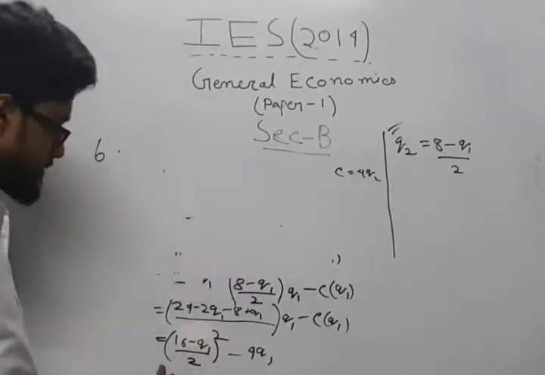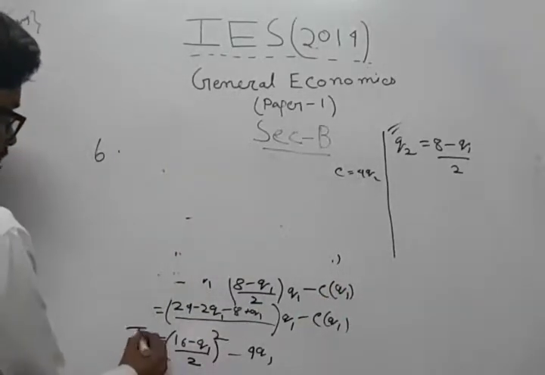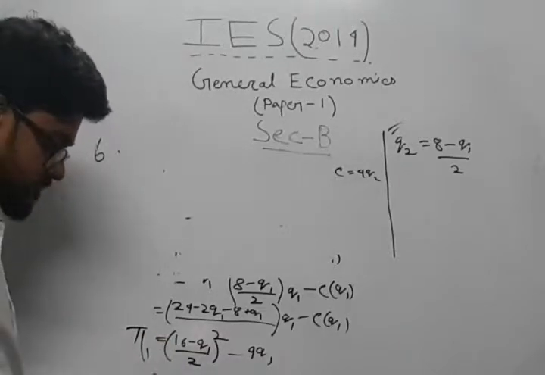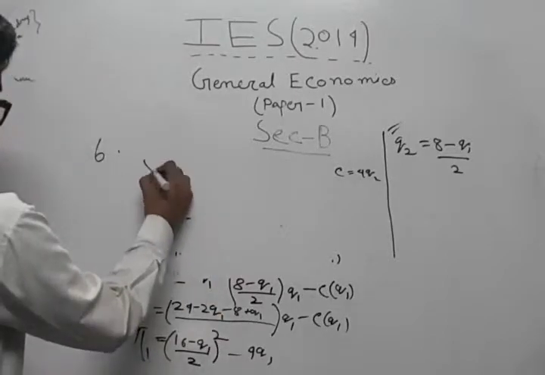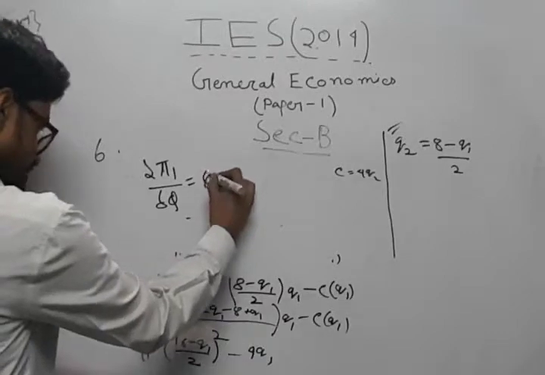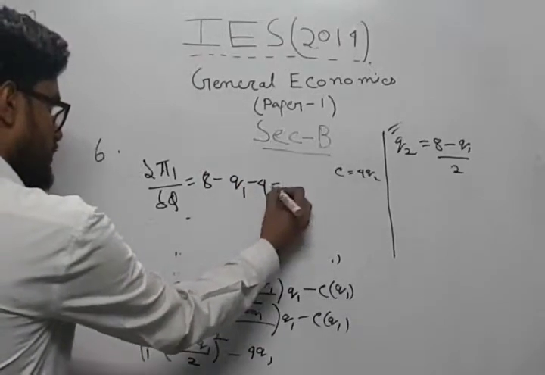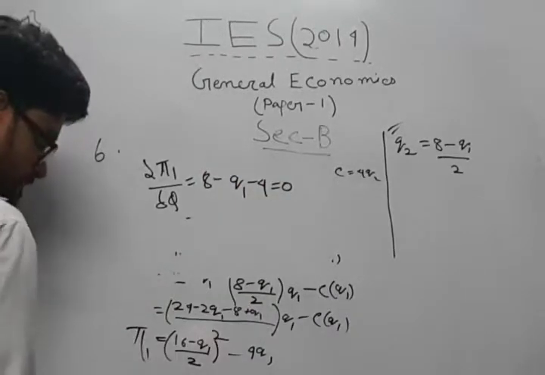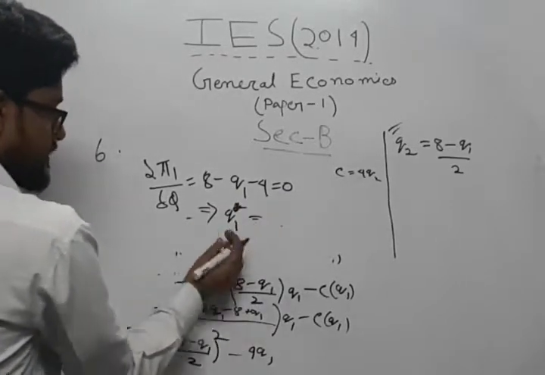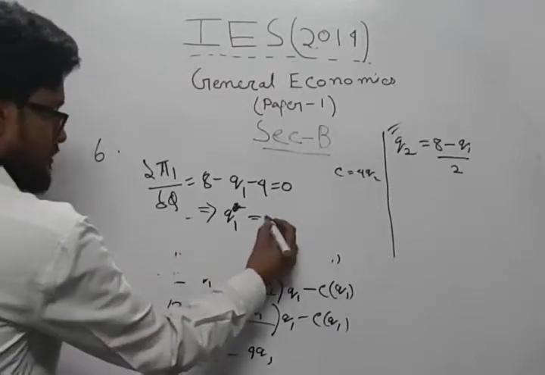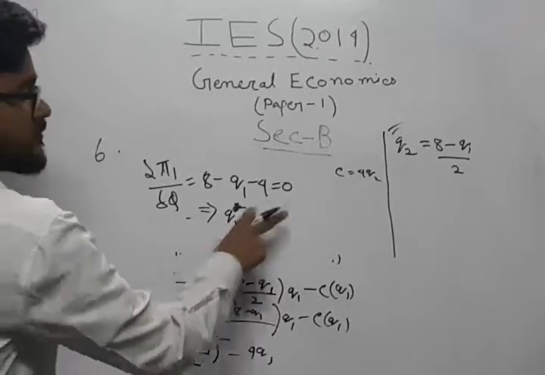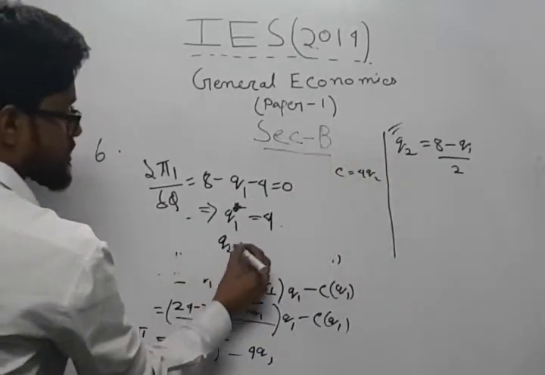Now this is the profit function of firm 1. If you differentiate this profit function with respect to Q1, we'll get 8 minus Q1 minus 4 equals 0. Now from here we can find the value of Q1, which is Q1 star, the equilibrium level, to be equal to 4. Now we have to plot this value here on the Q2 star level.